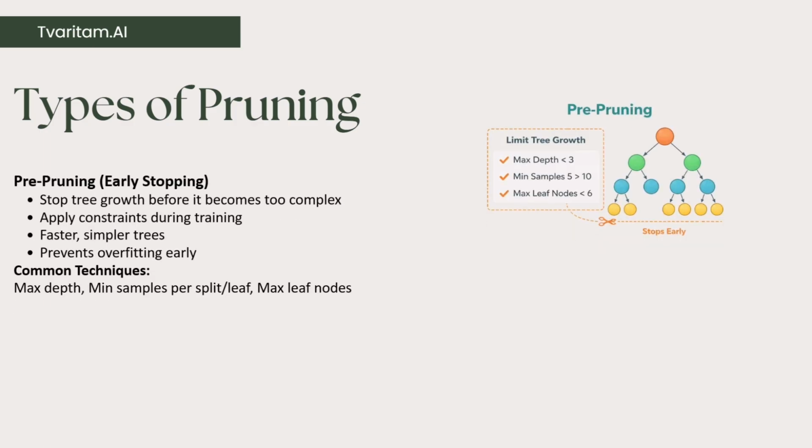In pre-pruning, we stop the tree from growing beyond a certain point. This means we introduce constraints during training itself, like limiting the depth of the tree or requiring a minimum number of samples before making a split.